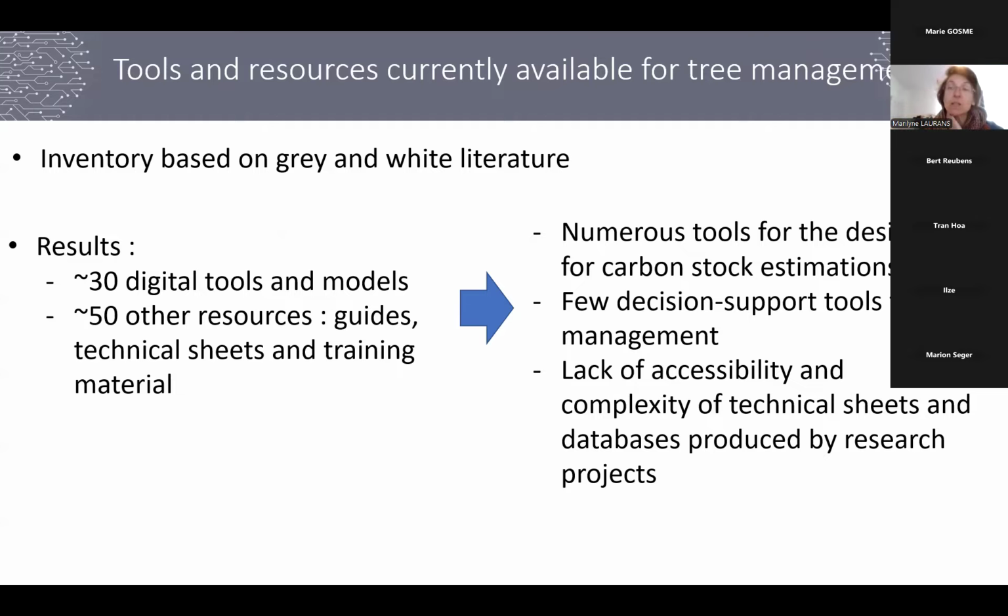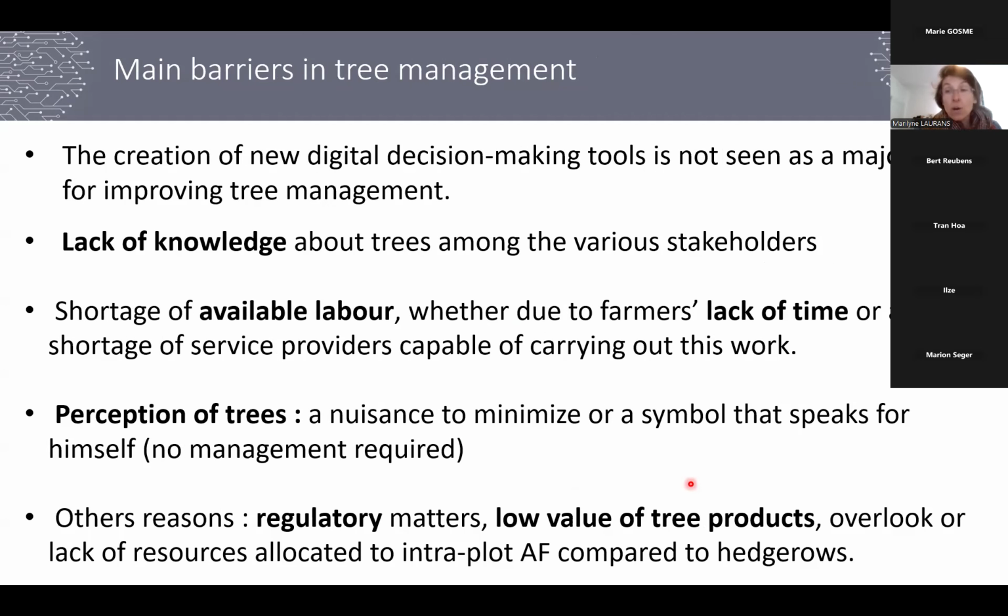A number of resources or databases have been produced by research projects in order to bring together scientific and technical knowledge related to agroforestry. However, feedback on these resources highlights that there are several shortcomings, including a lack of accessibility, too limited diffusion, and the complexity of certain content, inappropriate lengths, and insufficient simplification. However, and despite their usefulness being recognized, the creation of new digital decision-making tools is not seen as a major lever for improving tree management practices.